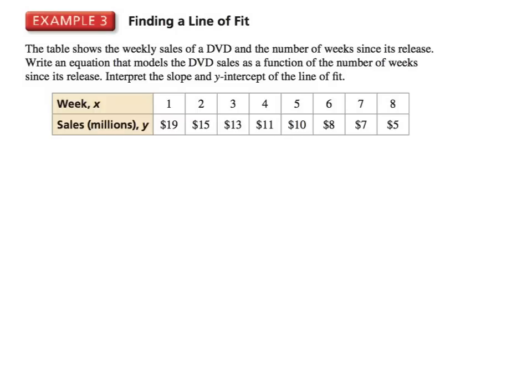Here's our last example. The table shows the weekly sales of a DVD and the number of weeks since its release. Write an equation that models the DVD sales as a function of the number of weeks since its release. Interpret the slope and y-intercept. So the first thing we're going to do is make a graph. Now let's look at this.